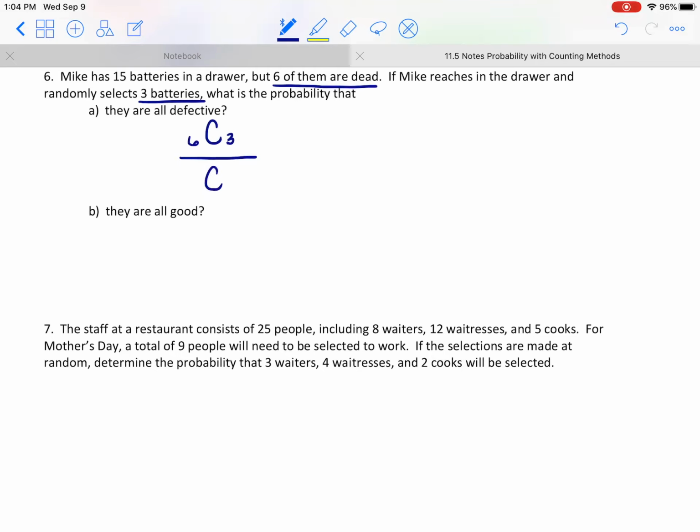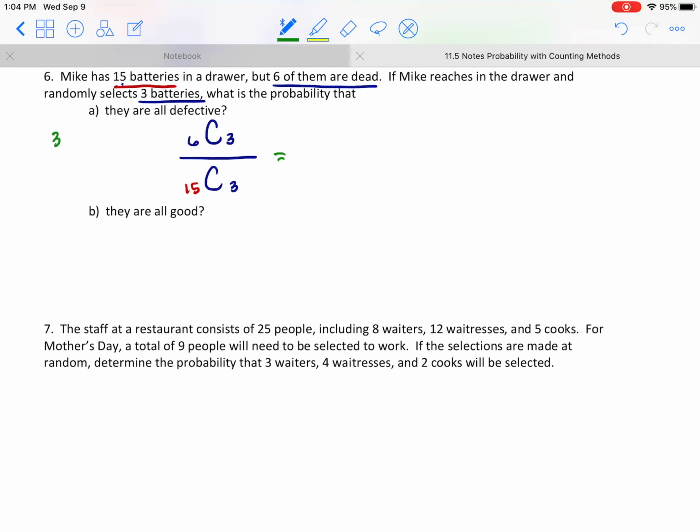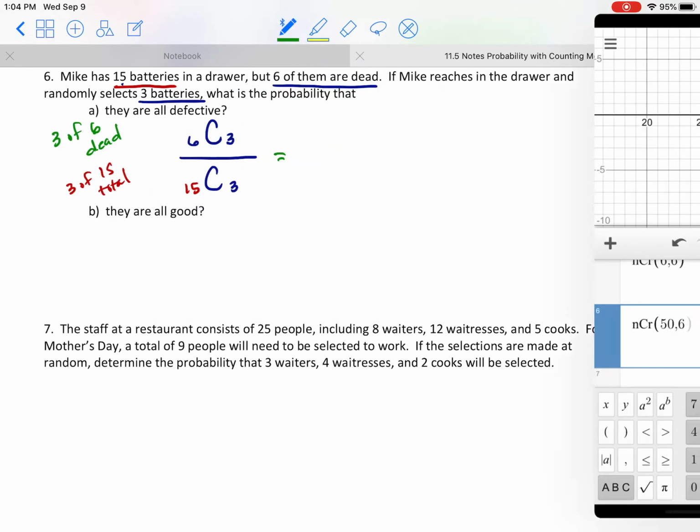But on the bottom of the fraction, what are we choosing? 3 batteries out of the 15 total. Okay, so we're going to put this in the calculator. This is 3 of 6 that are dead, and this is 3 of 15 total batteries. All right, calculator.